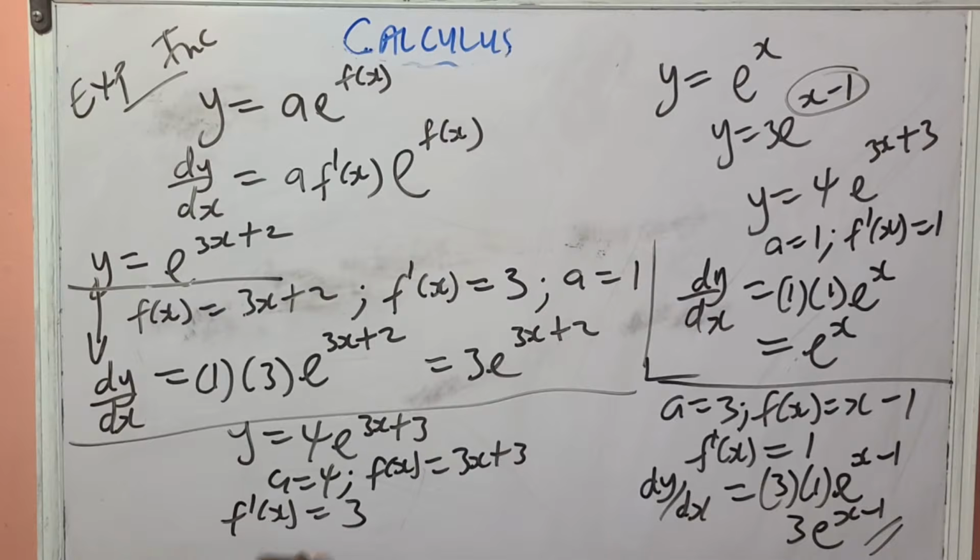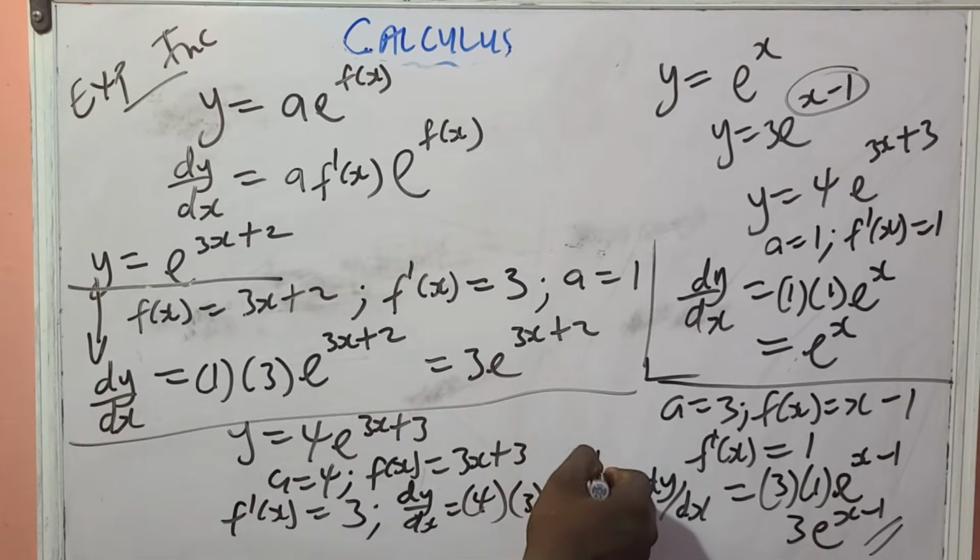So how do I get dy over dx now? I'll just say dy over dx is equal to a, that's the first thing, a times the derivative of that power, that's 3. Then I will go on to write e raised to power 3x plus 3. So the final answer here will be 12 e raised to power 3x plus 3. Are you seeing it? Quite simple.